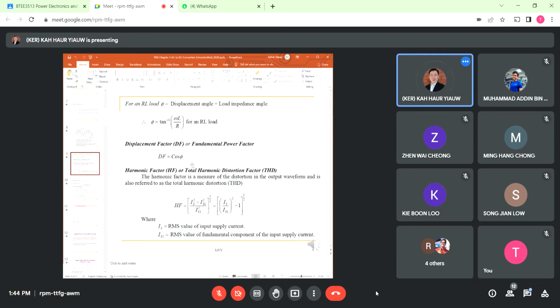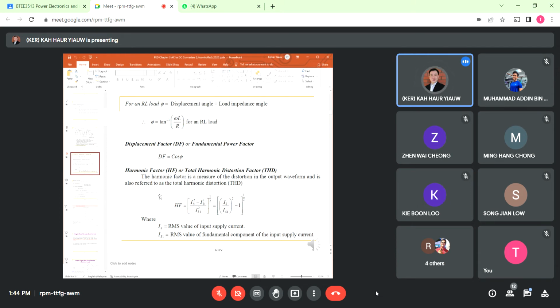The next one is the harmonic factor HF, or THD, total harmonic distortion. Total harmonic distortion is a quantity to measure how much distortion a given waveform has, especially if your load is non-linear.